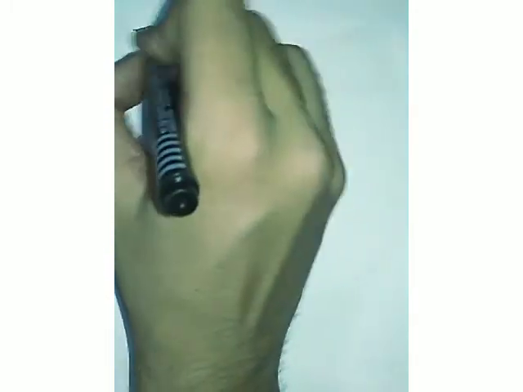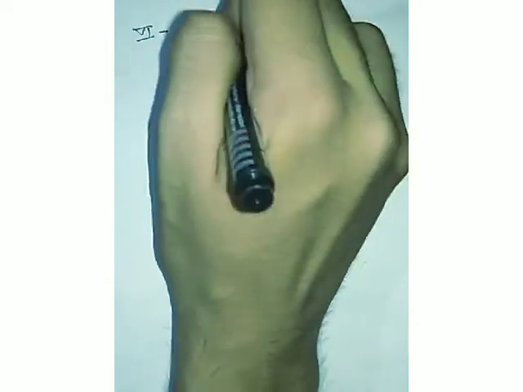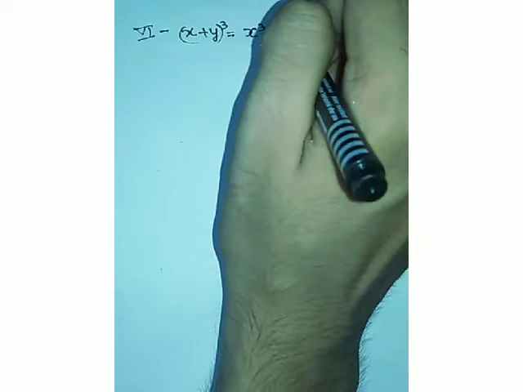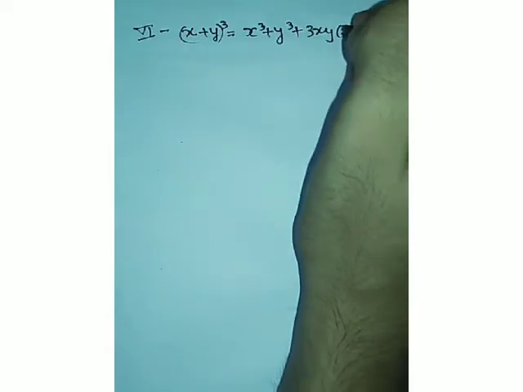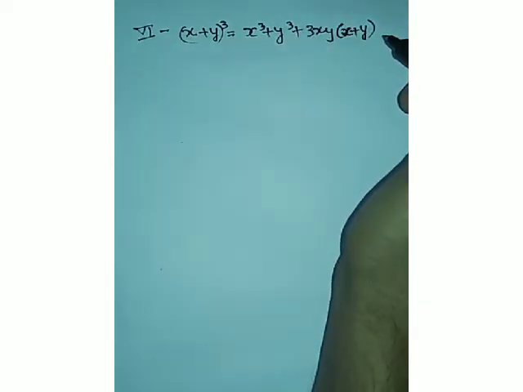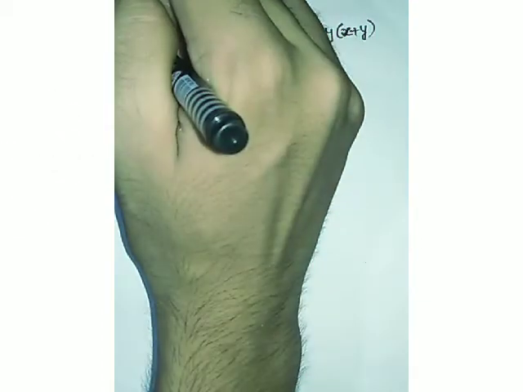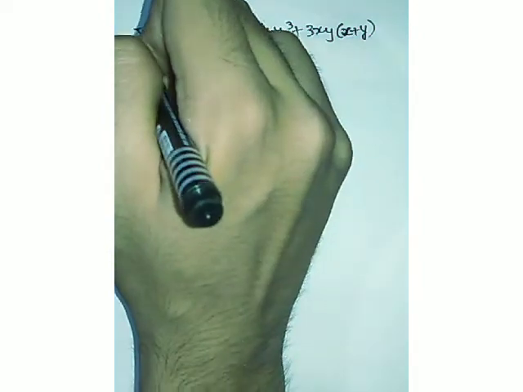Identity number 6 is a cubic identity. It states that x plus y whole cube is equal to x cube plus y cube plus 3xy times x plus y. You can see that these identities form the basis of mathematics. So that is why you must keep these identities in your mind, no matter whether you are doing graduation or you are in 9th standard or 12th standard. These are being used everywhere.